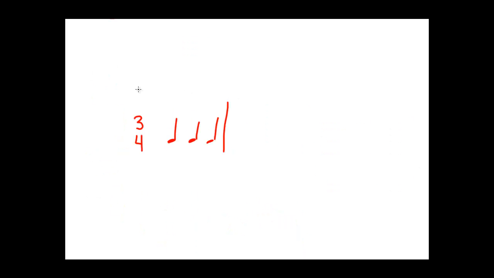3/4 time means that there are 3 quarter notes in each bar. Again, right, the top telling us how many beats, the bottom saying what gets a beat. So in this case we'd have 1, 2, 3 beats in each bar. So just like our examples with 4/4 time, we can have different examples of 3/4 time.